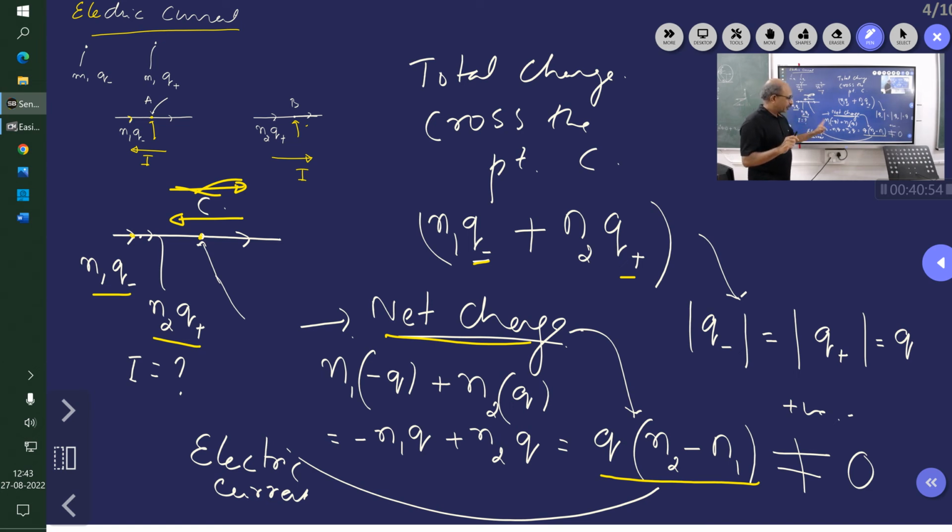So the direction of the current will depend upon the direction of the net charge. If the positive charges cross the point in this direction and the negative charges cross in the same direction, and the number of positive charges is more than the number of negative charges, then the net current given by Q into N2 minus N1 will be in the direction of the positive charges. But if this net charge is a negative value, then the direction of the conventional current will be opposite. Keep that in mind. But that is not all. Now you see, students.